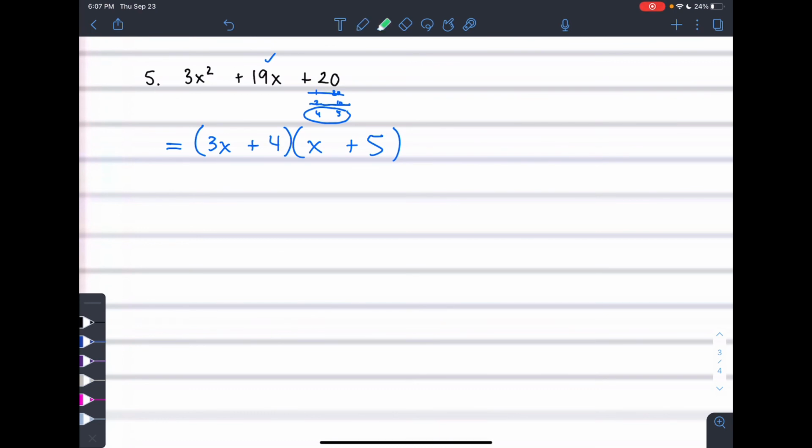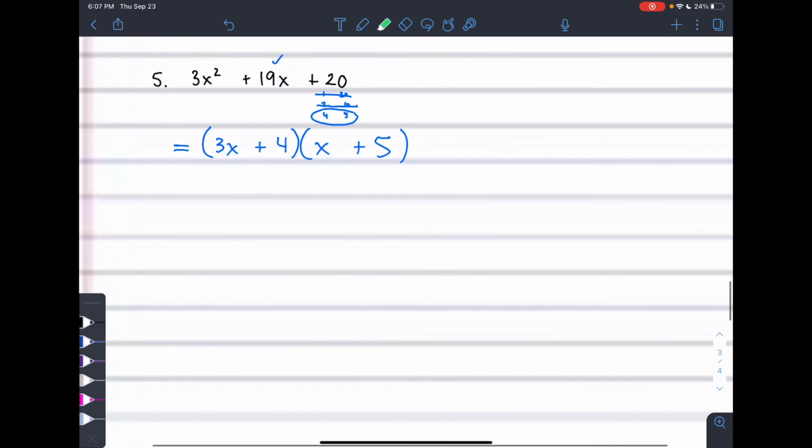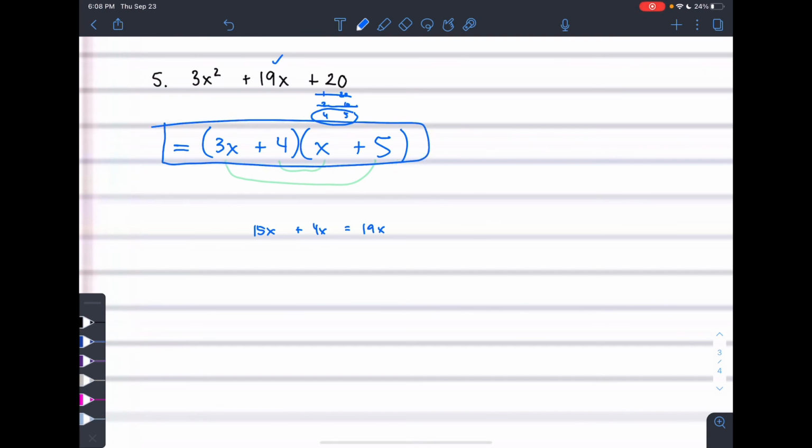Okay, checking our work. 3x times 5 is 15x, plus 4 times x is 4x. So 15x plus 4x is 19x. Wow. First try again. Yay. So here we are. That would be our final answer.